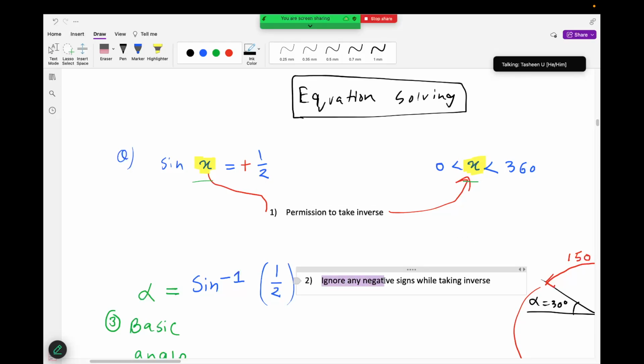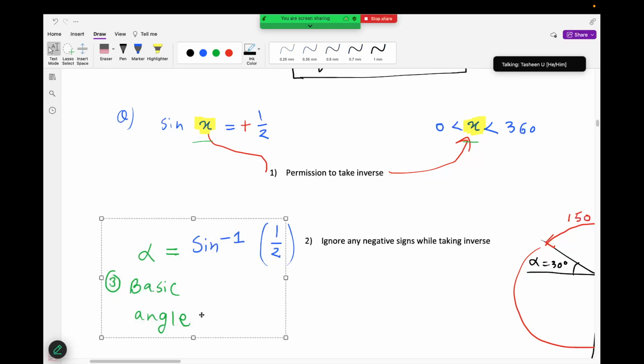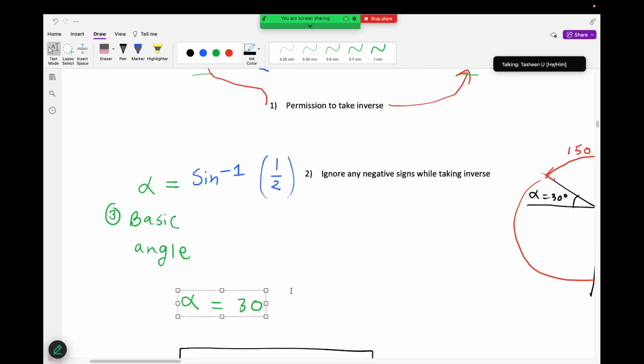Step 2, ignore any negative signs while taking inverse. If this was negative half, yet you only take positive half, and you find the basic angle. This is step 3. Find basic angle alpha equals sine inverse half. We know that alpha equals 30. You understand?